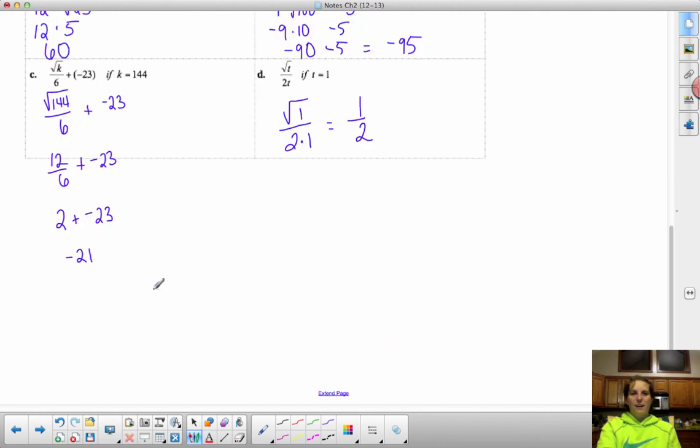So our last bit is checking your work here with C and D. And hopefully you didn't find yourself having too many troubles with this. Just be cautious with that positive 2 plus negative 23. I have $2 and I owe somebody 23, so I'm really only in the hole or owe negative $21. I only owe $21. Square root of 1 is a 1, so be cautious with it. So we end up with a 1/2.